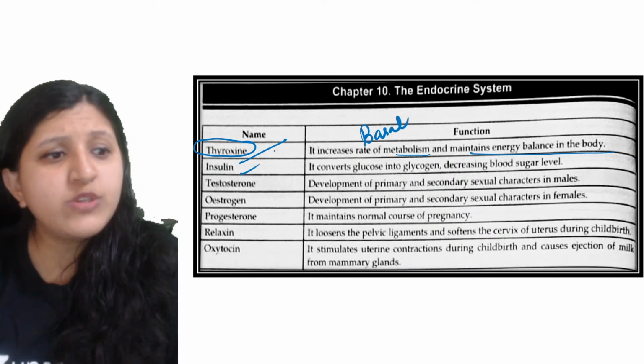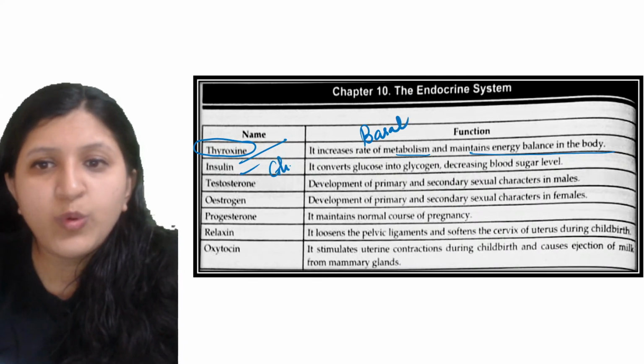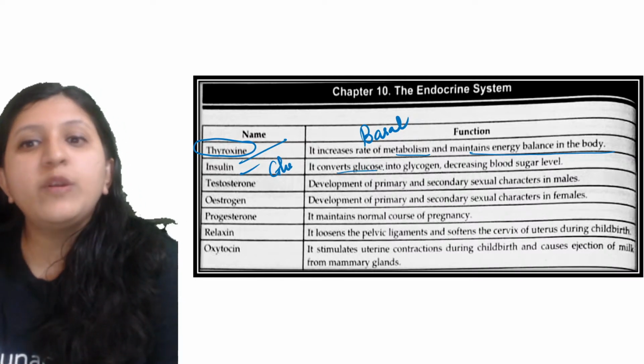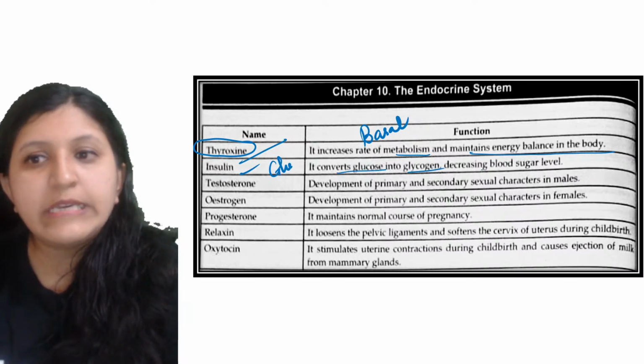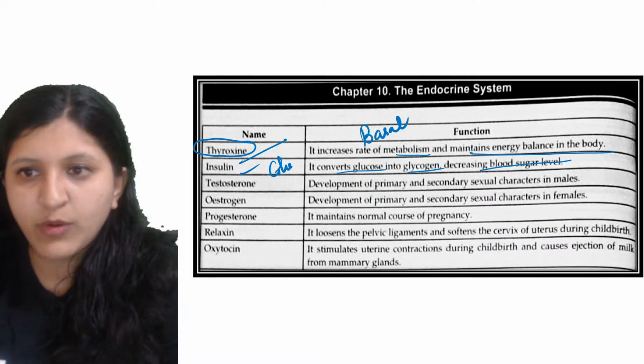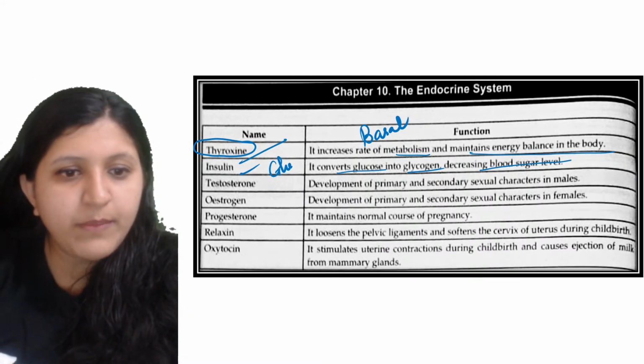Okay, so insulin will maintain the blood glucose level. It basically converts glucose to glycogen, decreasing the blood sugar level. So this is going to decrease the blood sugar level.